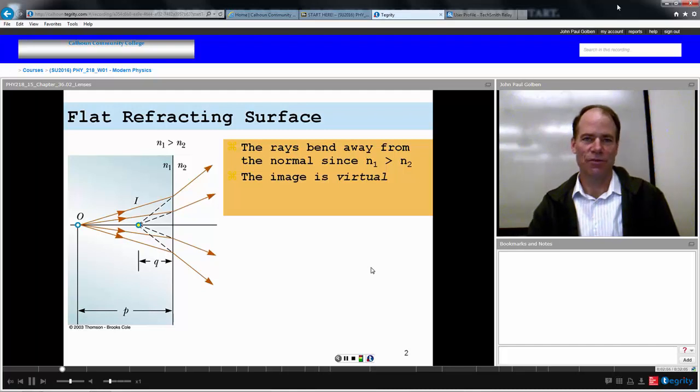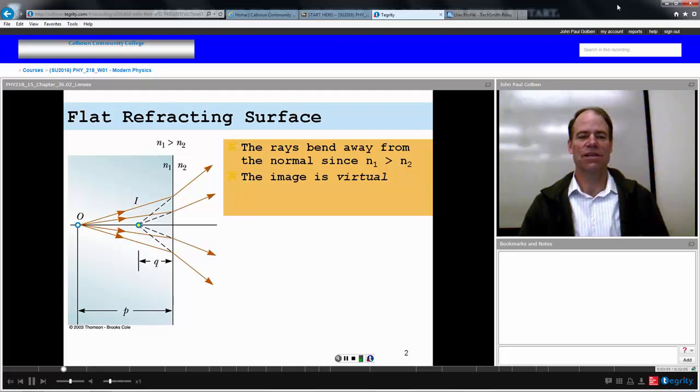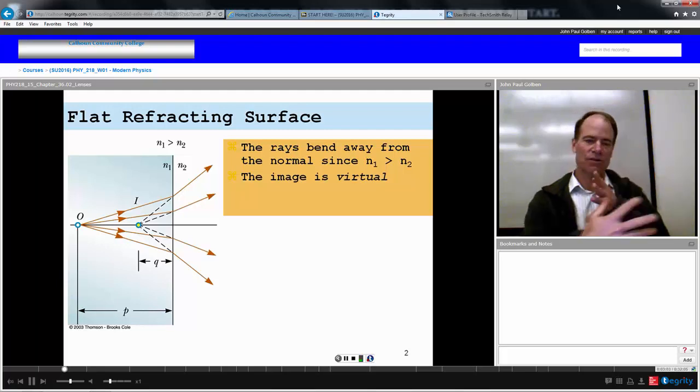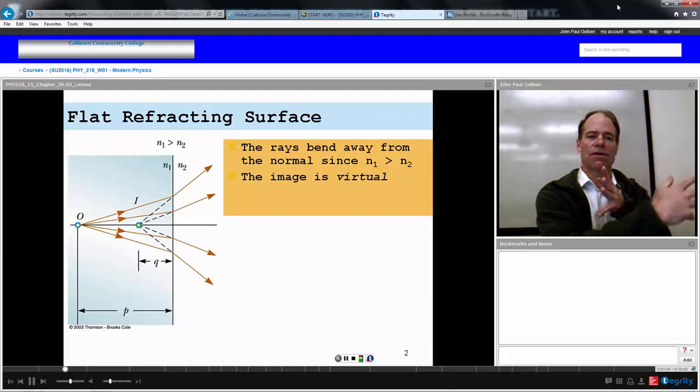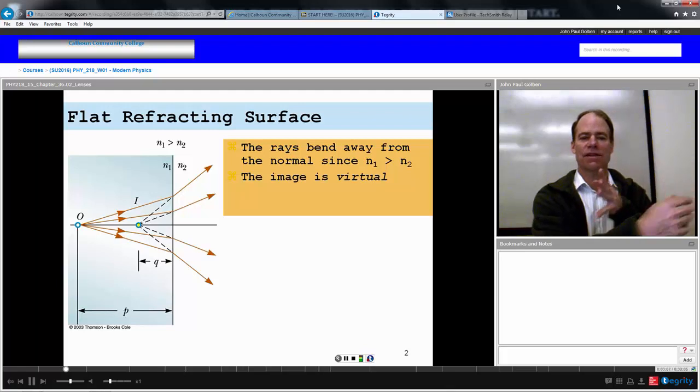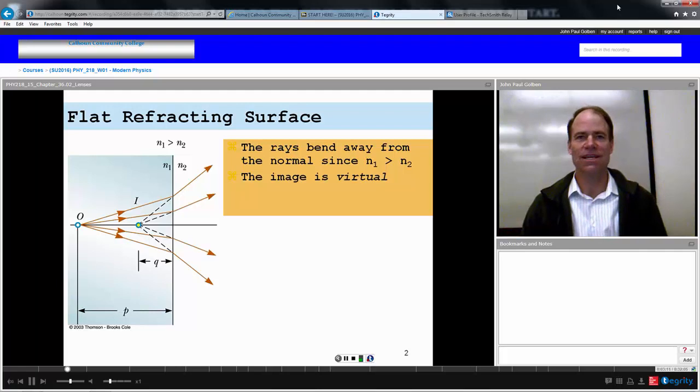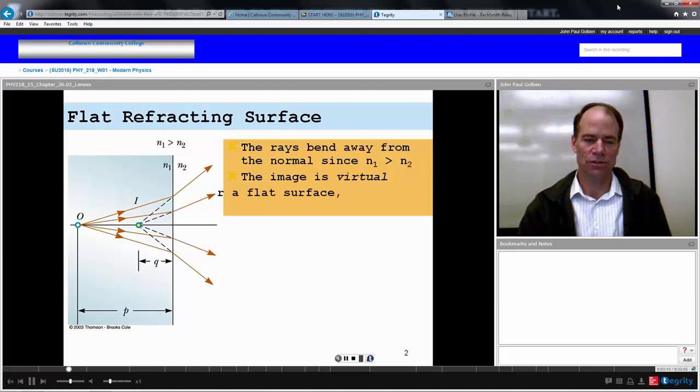The image will be virtual because our image distance will be negative. The image is not on the side of the outgoing rays. The outgoing rays are on the other, or the n2 side of the interface, and the image is on the first side. So it's not on the side of the outgoing rays, hence the image distance is negative, and that makes the image a virtual image.